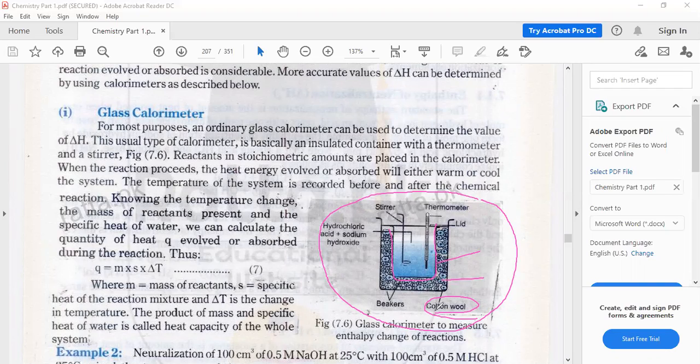move towards the surrounding, or the heat from the surrounding not quickly come inside the system before we are going to calculate or measure the temperature of the reaction.